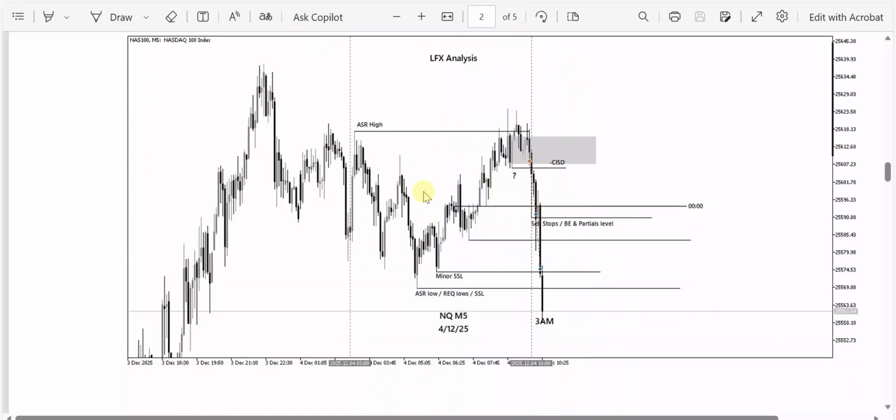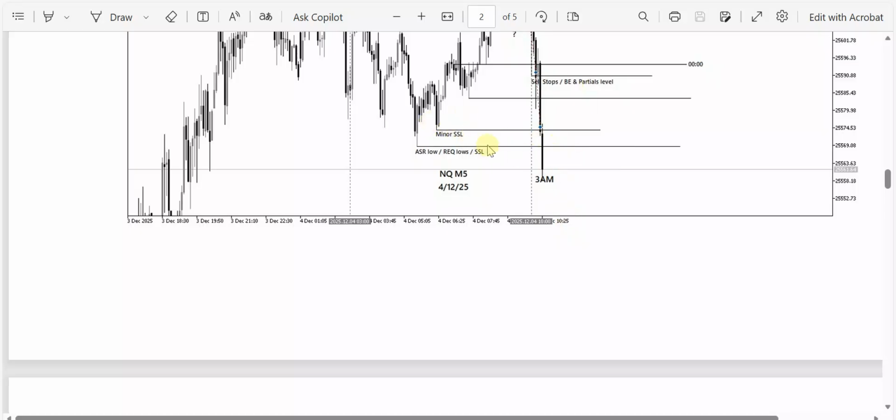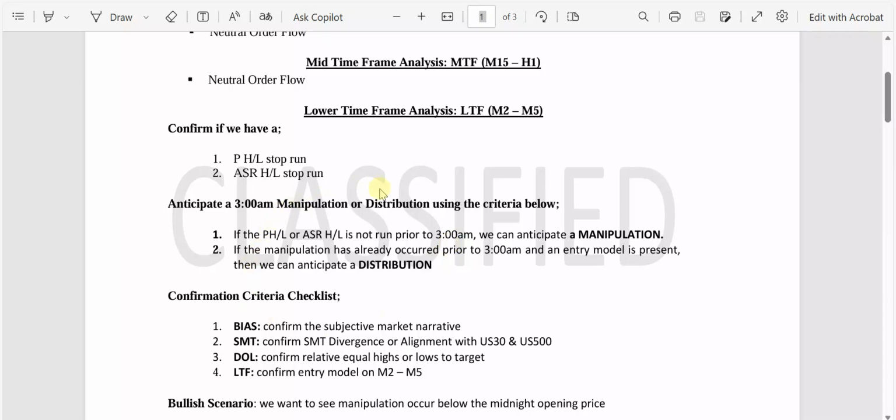I think I have a second example here. Price manipulated and took out the Asian session range high. That is a manipulation, and this happened before the London Open, which is at 3 a.m. So my anticipation was a distribution right at the open, and I was able to execute short positions in this distribution here. You can see how understanding this concept can help you position yourself accordingly. So I think I've elaborated on anticipating manipulation or distribution at the London Open, which is at 3 a.m.